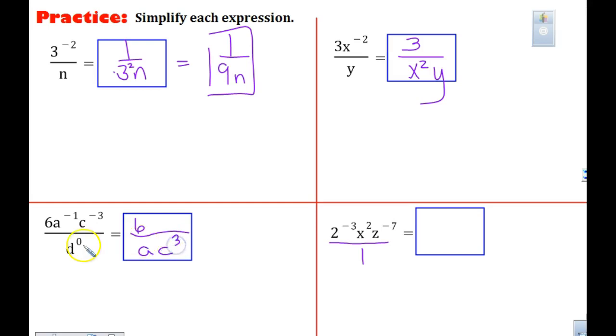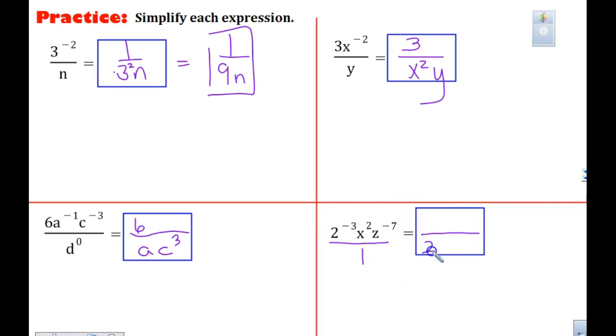C to the 3rd. And this is just 1, right? So 1 times all of that is just the same thing. So 6A, C to the 3rd. Could you put a 1 out in front of that if you wanted to? Sure. I would never mark that wrong as we are looking at that one. Okay? As I am looking at this next one, tell me how to start it with the 2.